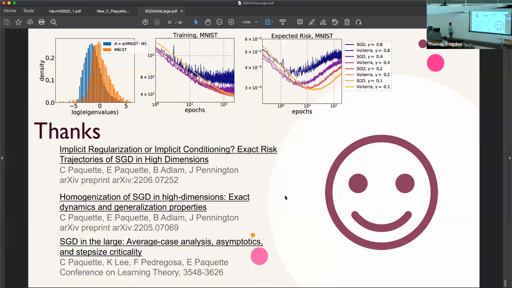Okay, so I'll stop there. This is just another picture of a similar type of thing. This is MNIST digit classification, and well, I ran the training and the expected risk, and those are the Volterra lines.